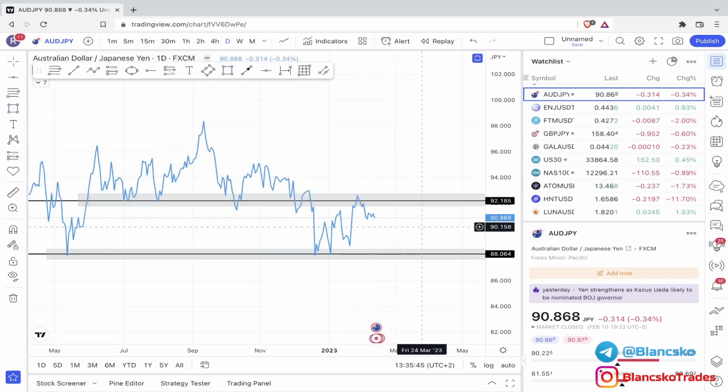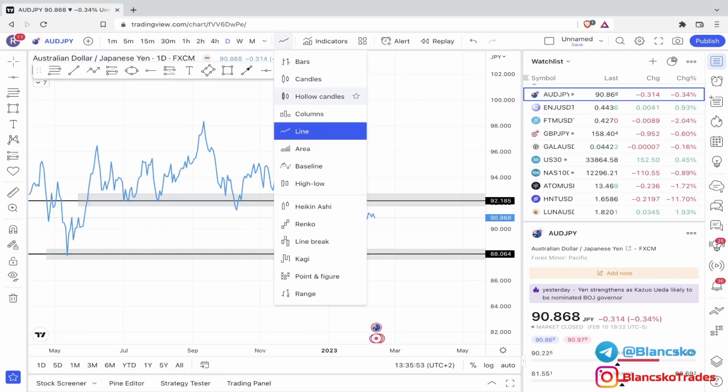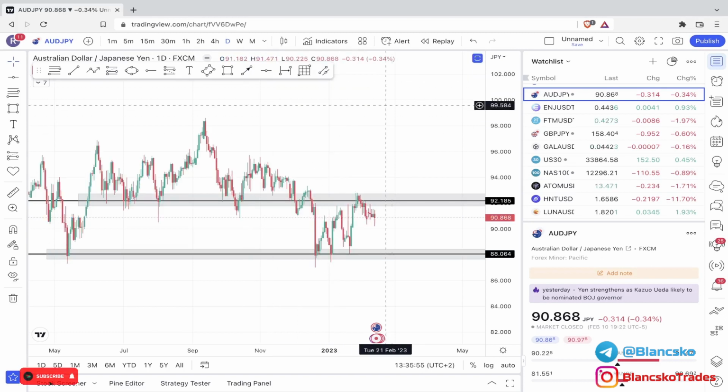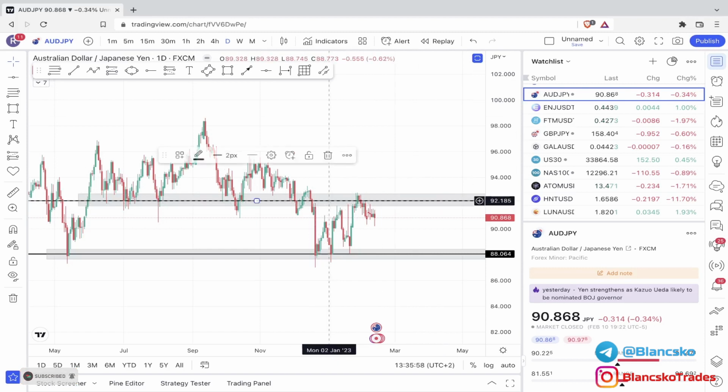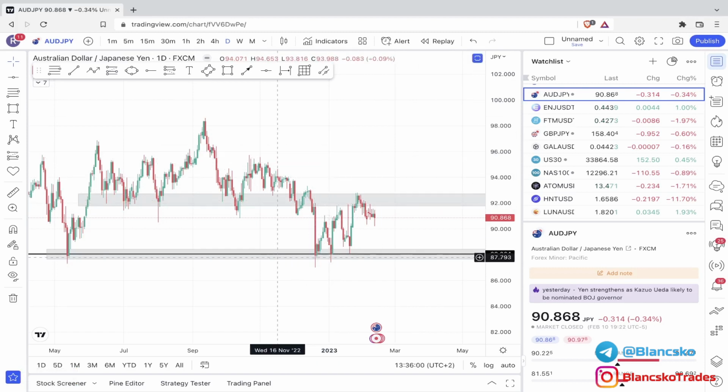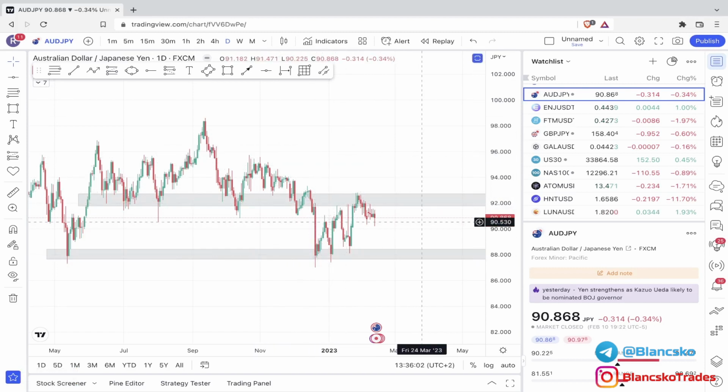Okay, so for me, these are the most important levels at this period of time if I'm looking at the daily chart. Now, what I can do next is enable the candles back on. I can delete the horizontal line, and I will leave the rectangles as they are.